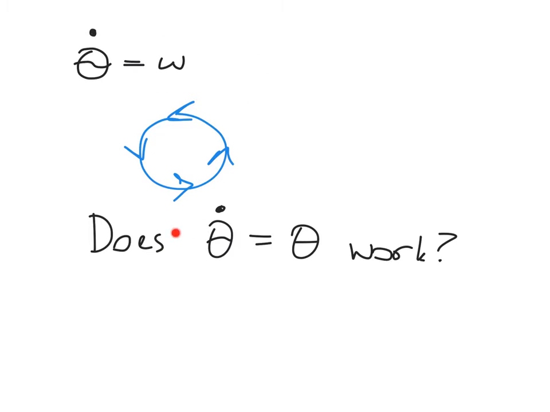For example, let's take a look at the system theta dot equals theta. Will this system work as an oscillator model? Well, when theta is equal to 0, my velocity at this location would be 0. But when theta is equal to 2 pi, my velocity at this location now is saying it's 2 pi. However, 0 and 2 pi are the same location. So no, this would not work as a dynamical system describing phase.